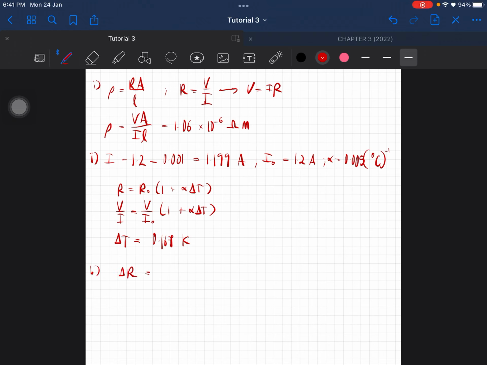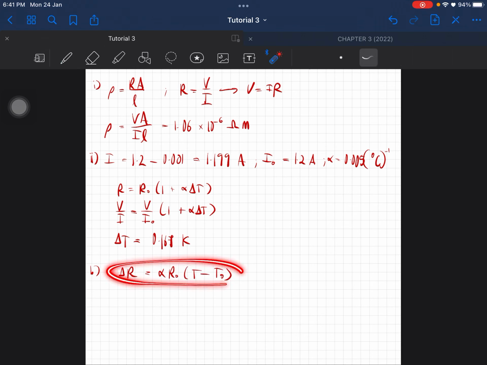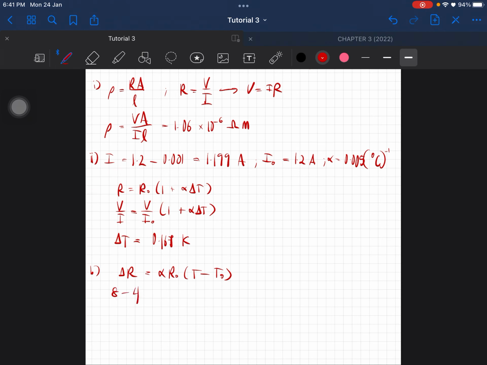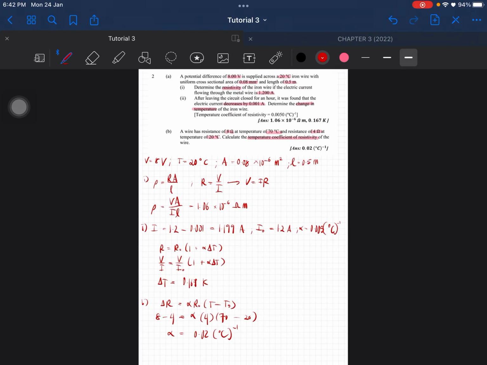So delta R is going to be equal to alpha R naught (T minus T naught). This is from this equation as well, except that you multiply it in, and then this R naught here will be moved over, so it becomes R minus R naught. This is basically delta R. Okay, alright, so then you'll get 8 minus 4 equal to alpha times (70 minus 20), so you should get alpha equal to 0.02 per degree Celsius as the answer. Alright, okay, so that is the solution on question number 2.